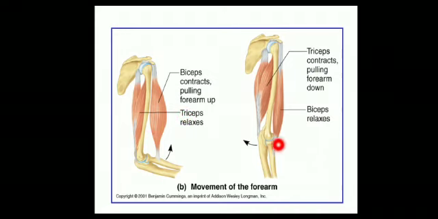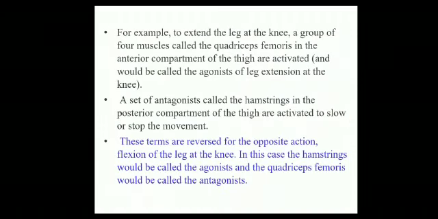When we see the extension at the elbow joint, we see that the triceps brachii is mainly causing the extension. So here it is a prime mover or agonist, and at the same time during extension the biceps brachii relaxes. So the biceps brachii here acts as an antagonist.